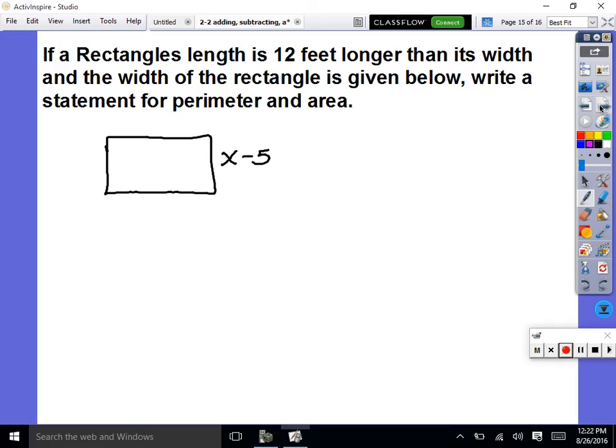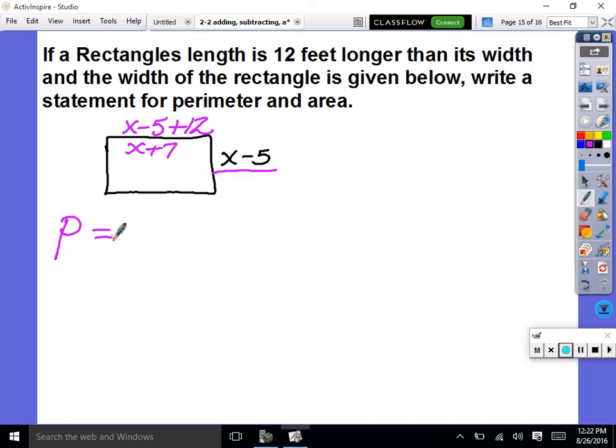Okay. So we have this picture. We have a length and a width. We're given that the length is 12 feet longer than the width. Here's our width, right? So if our length is 12 feet longer, we take that x minus 5 and add 12 to get the length. So really, our length is x plus 7.